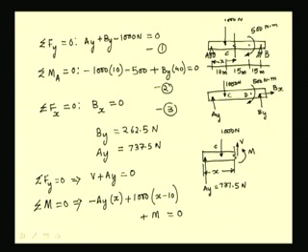Since we have already determined Ay, now we can find V as well as this m, and these two are the internal forces at this section. Similarly, we can consider any section along this beam and determine the shear force and bending moment at that section.